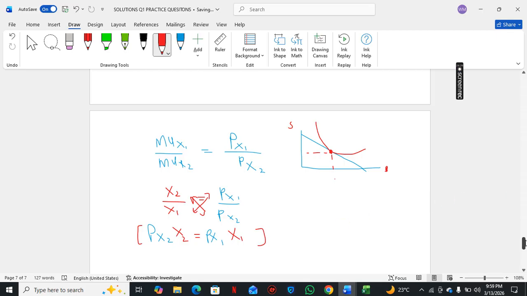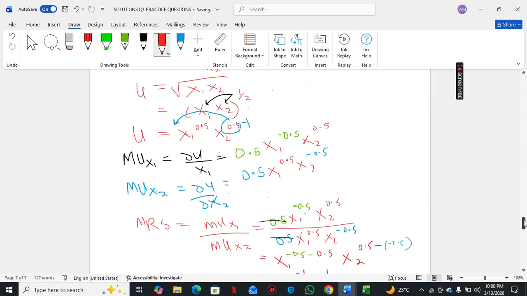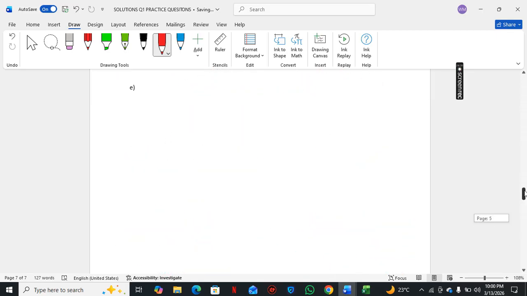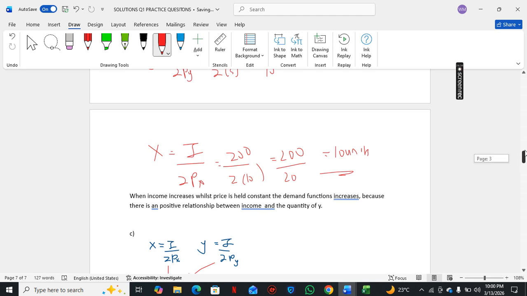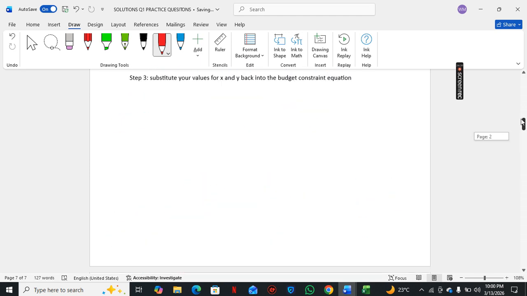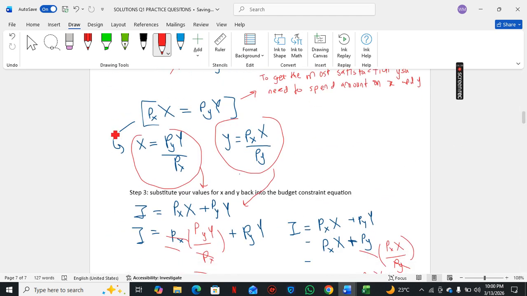So we go to step 3. Any questions before we go to step 3? I just want everything to be the same as in the previous video.